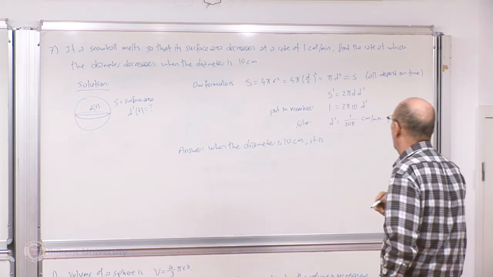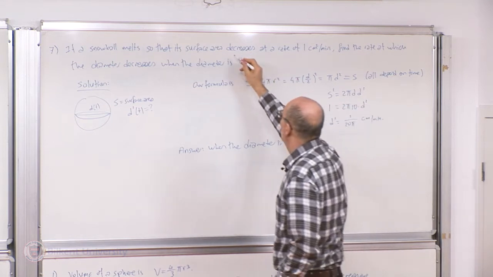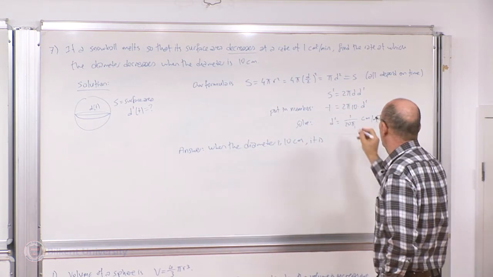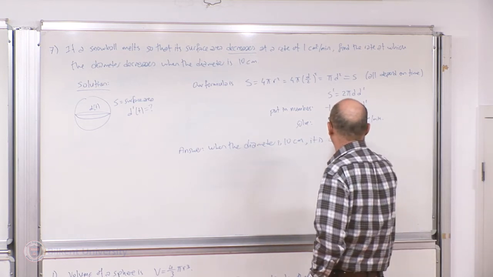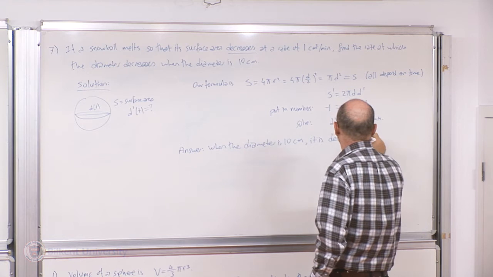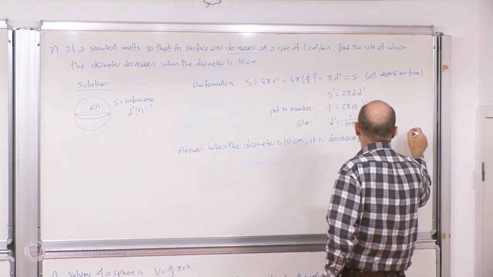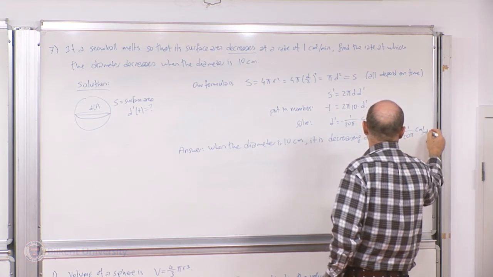Well, why didn't we get minus? Here it says decreases, so it must be minus here. Okay, so this is minus. It is decreasing at the rate of 1 over 20 pi centimeter per minute.